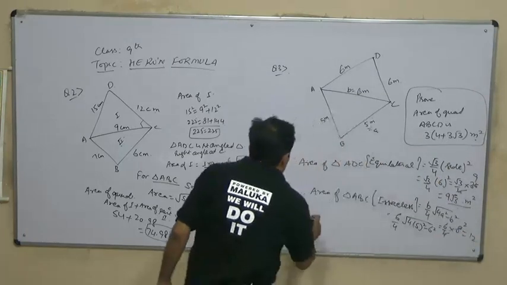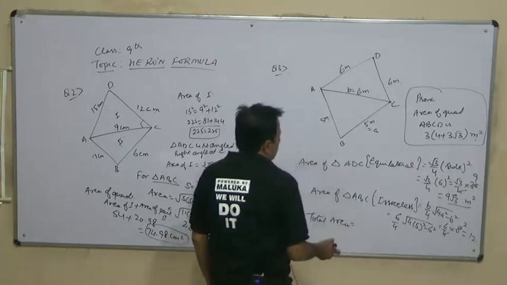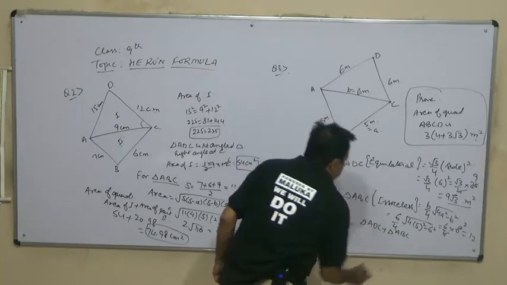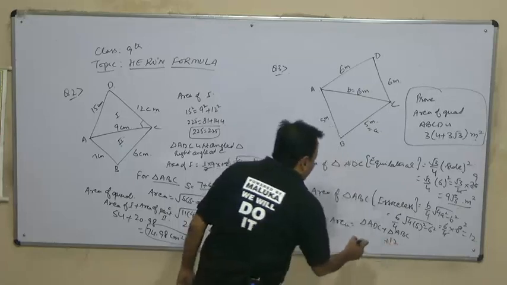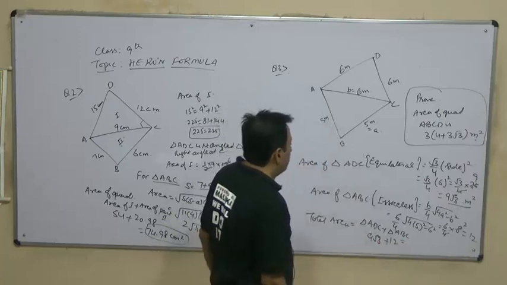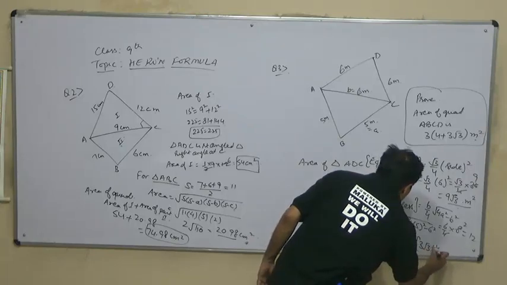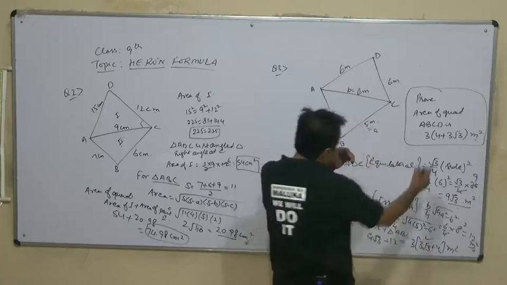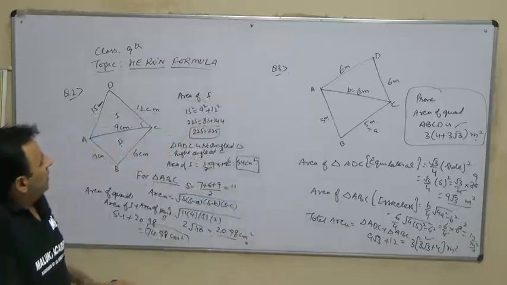So the total area is equal to ADC plus ABC, which will be equal to 12 plus 9 root 3. We can see that we can take 3 common out of it. So when you take 3 common, this will be 3 into 4 plus 3 root 3 meter square. This will be the answer, and this is the same as what we wanted to prove here. So we get the same area.